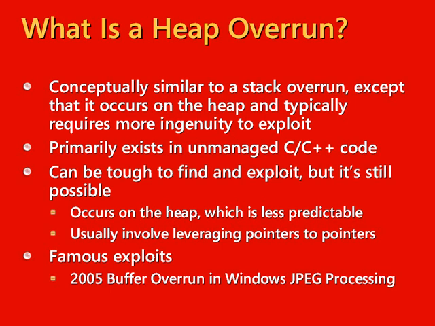One of the most famous exploits of heap overrun bugs was the 2005 buffer overrun in the Windows JPEG processing. This was a very straightforward buffer overrun that just took advantage of a heap overrun in order to run malicious code on a machine. It has since been fixed and is now available on Windows Update in order to patch any existing Windows machines. But it's important to know that even in 2005, these things were still out there and still running wild.